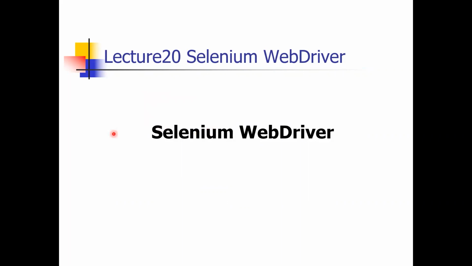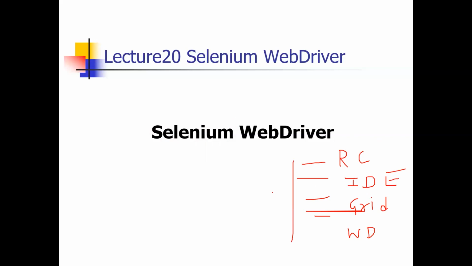If you have seen the previous lecture, we have understood what Selenium is, what the features of Selenium are, what the drawbacks are, and why Selenium is required. After that, we learned about the Selenium Suite. If you remember, in the Selenium Suite there are four components: Selenium RC, that is Remote Control, Selenium IDE, Integrated Development Environment, then Selenium Grid, and after that Selenium WebDriver. These are the four components of Selenium Suite.